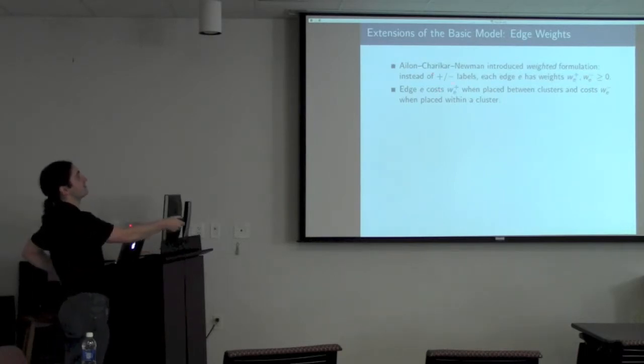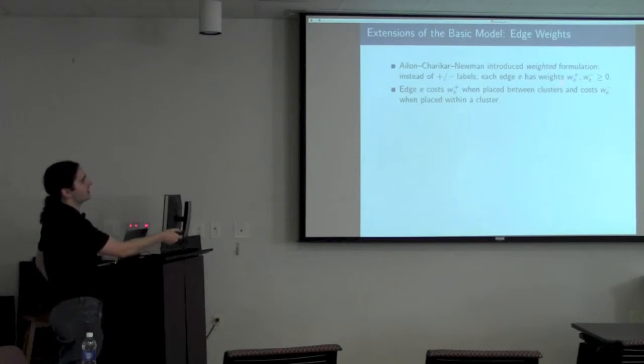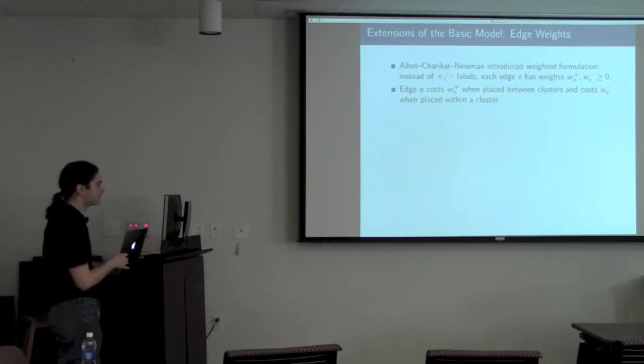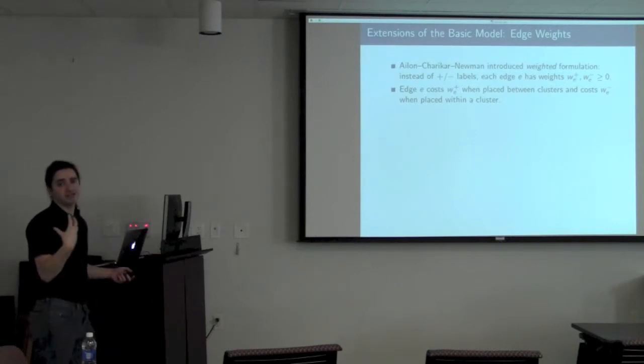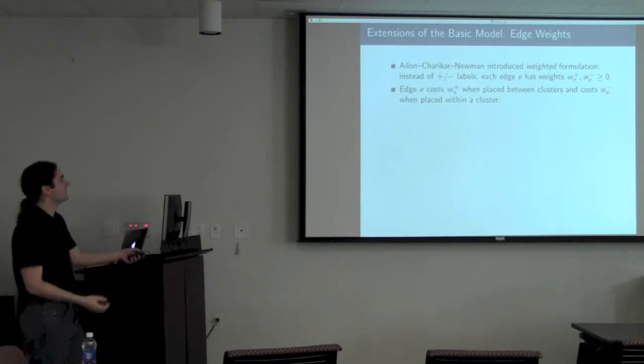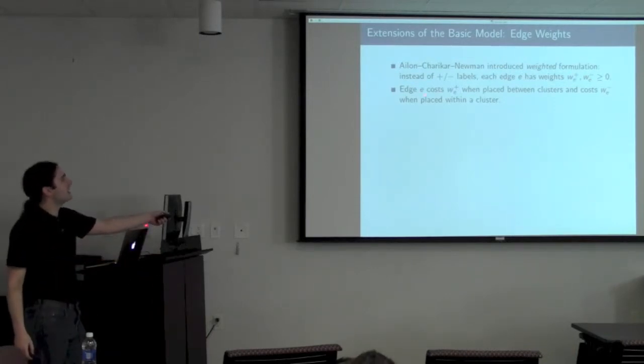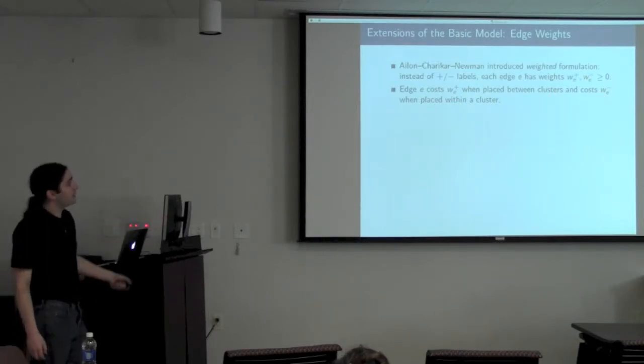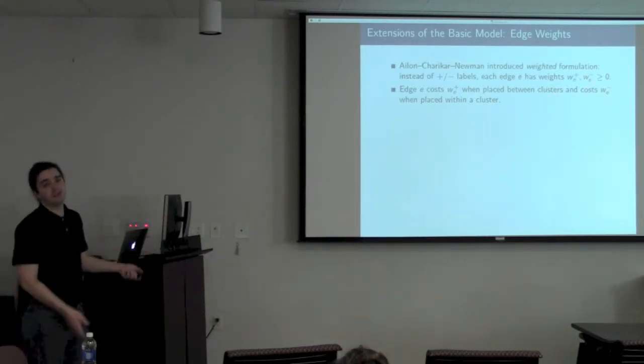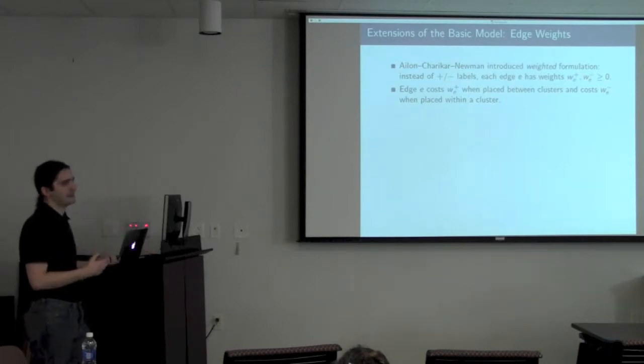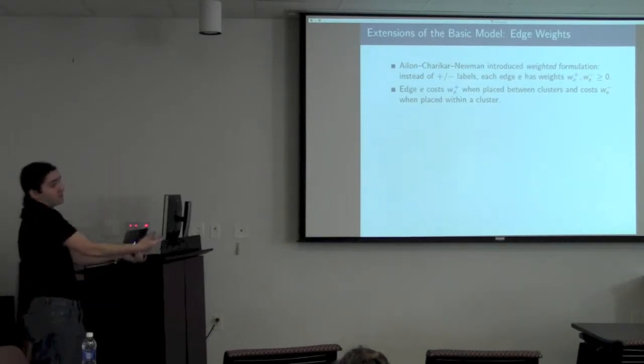So instead of just putting a plus or minus label on each edge, we're going to give each edge a non-negative weight, w_e^+ or w_e^-. And when we look at our objective function of how bad this clustering is, edge e is going to cost w_e^+ if you put it between clusters. It'll cost you w_e^- if you put it within a cluster. Possibly these are both positive. There's no reason in this model that you couldn't say that. That edge is just going to cost you something no matter what.